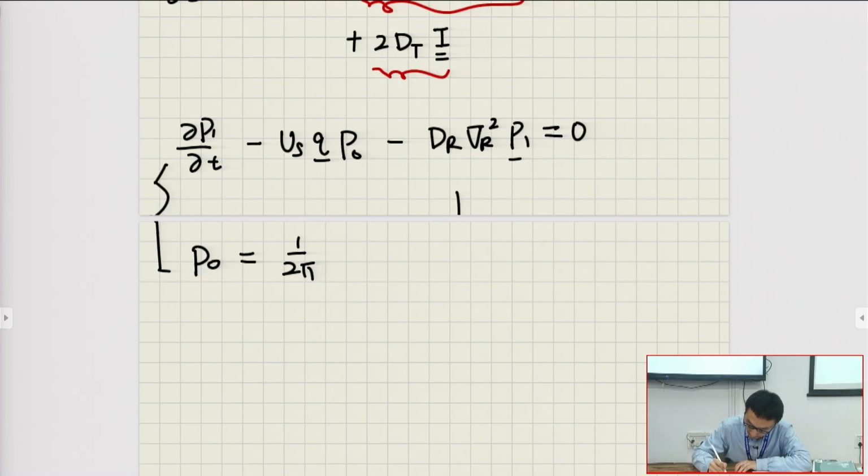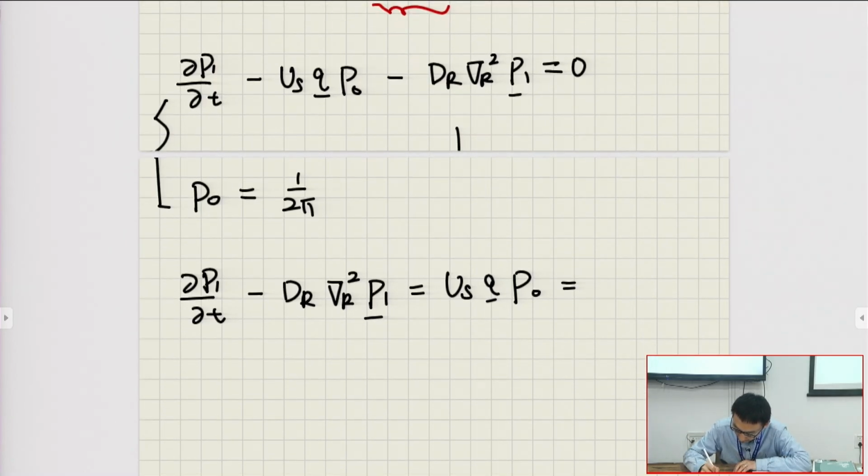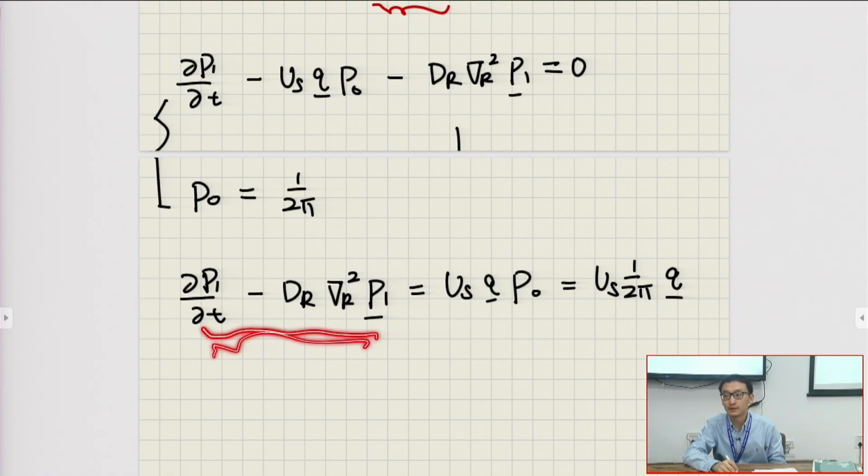So let me rewrite this equation for P1 by moving the inhomogeneous term to the right-hand side. Okay, so I can write this out. The right-hand side is 1 over 2 pi times the q vector, right? That's good. So let's look at this equation here. On the left-hand side, what do I have? I have a diffusive equation, but with a non-homogeneous right-hand side.